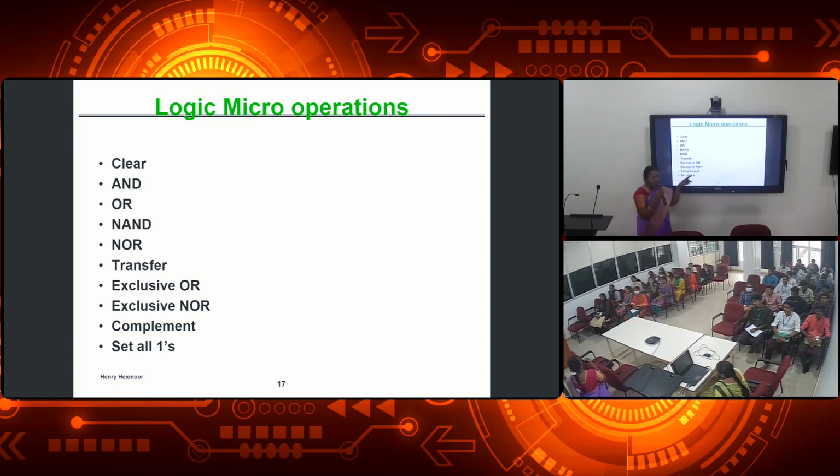And then next, complement means A dash, B dash, whatever it may be, it is also a complement. And then set all ones, where it is used? Suppose you have the value 1 0 1 1, set all ones means 1 1 1 1. All the 4 bits are set as 1.